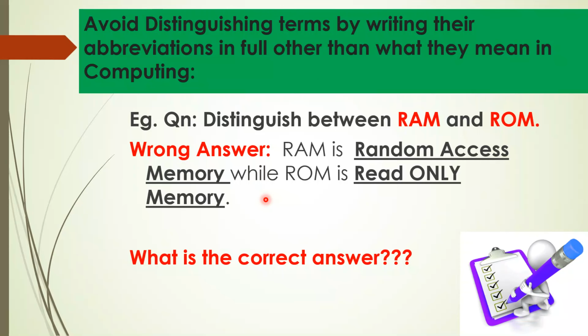You come up and say that RAM is volatile, meaning that it loses its content when power goes off. ROM is non-volatile. It doesn't lose its content when power goes off. One would also say that RAM is temporary, while ROM is permanent. So please try to give those kinds of distinctions, but don't write their abbreviations in full.